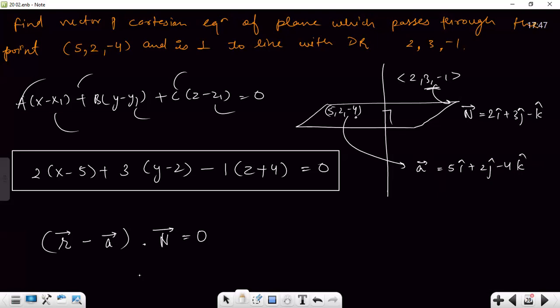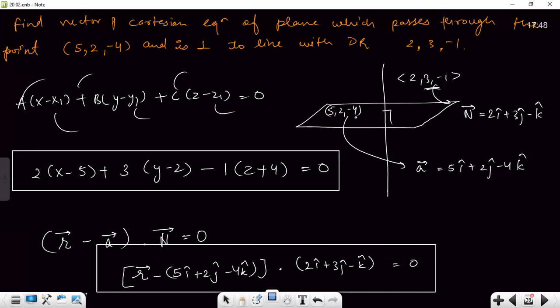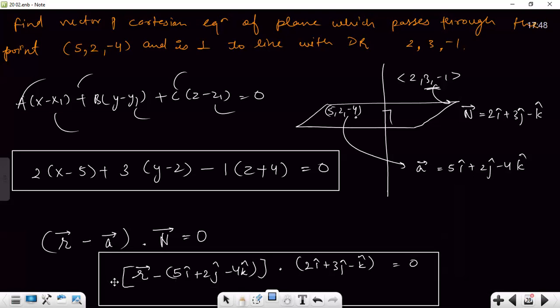Simple. So we'll just substitute here: r minus (5 i cap plus 2 j cap minus 4 k cap), dot with the normal vector, equals 0. This is the equation of the plane. Solved.